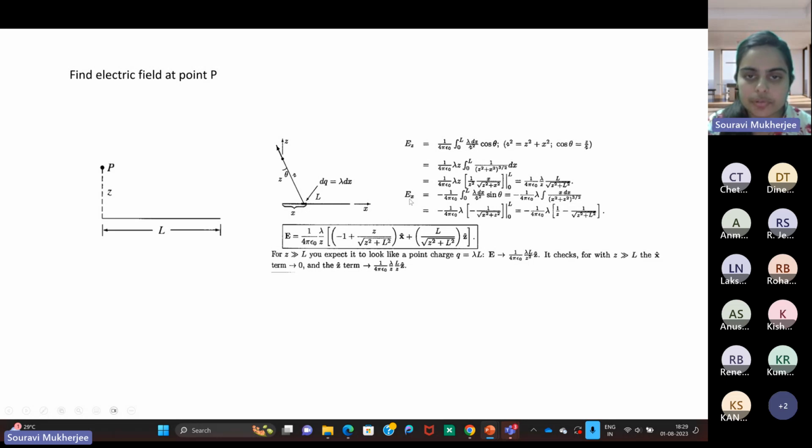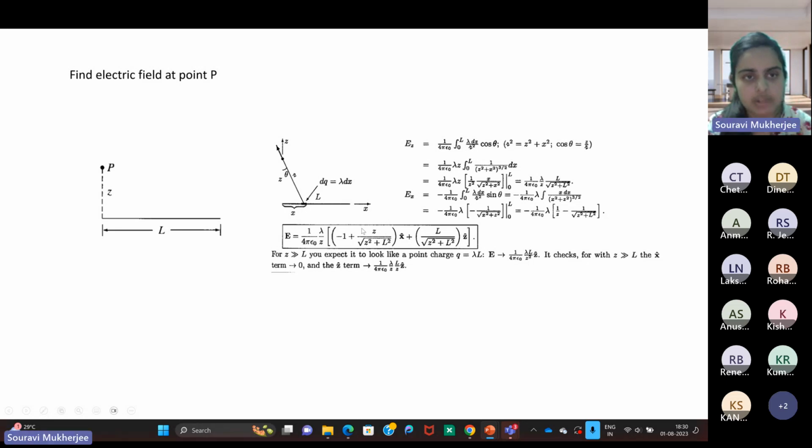Similarly, if you want to find the x component, you take the component along the x direction. Then you have to take the sine theta component. Again, you take the sine theta component and you do the derivation, and you get something like this. Now this is your x component. So the net electric field will be this term into x cap plus this term into z cap.